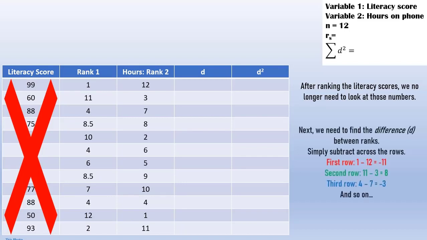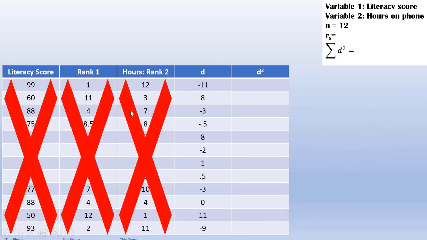So next, we need to look at the difference between ranks. So all that we have to do for this is just subtract across the row. So this information here, this is all one row. So we are just going to take 1 subtracted 12, and then that's going to give us a negative 11. We're going to take 11 and subtract 3. That's going to give us 8. We're going to take 4 and subtract 7. That's going to give us a negative 3, and so on and so on. Okay, so I went ahead and did that as well. So now we can ignore all of those other columns.